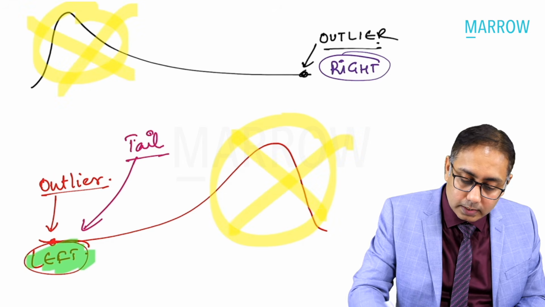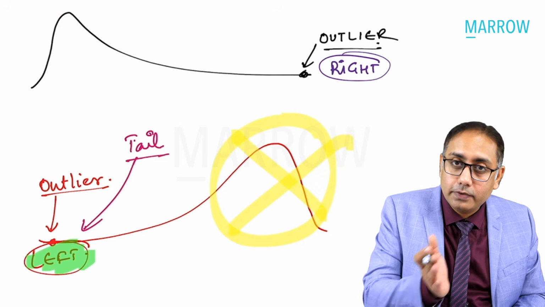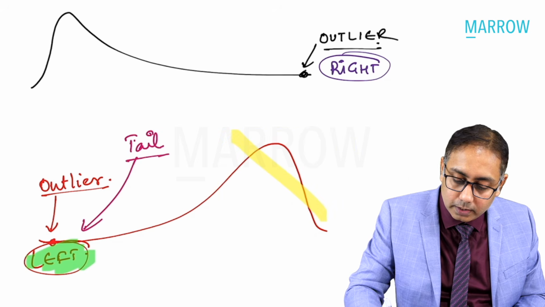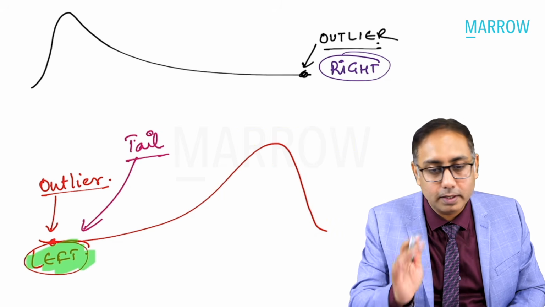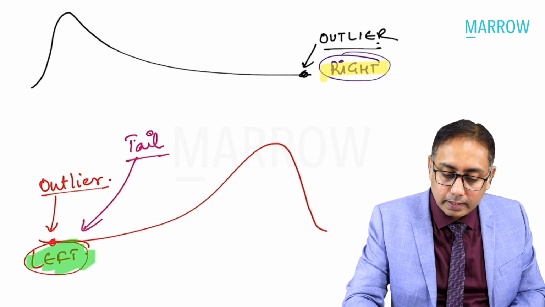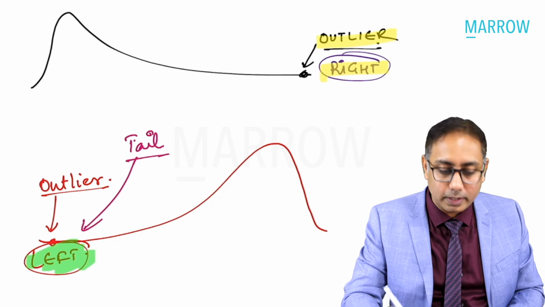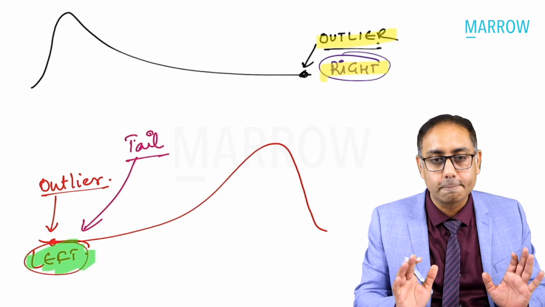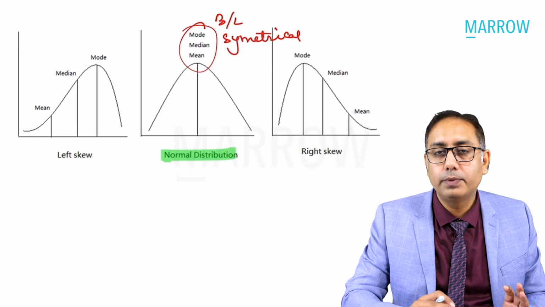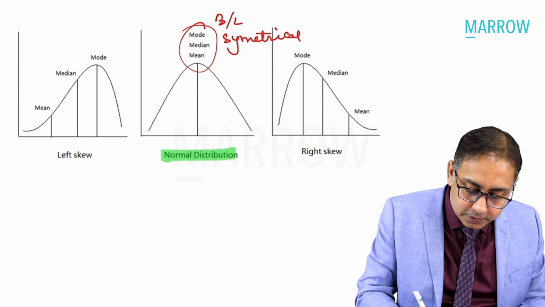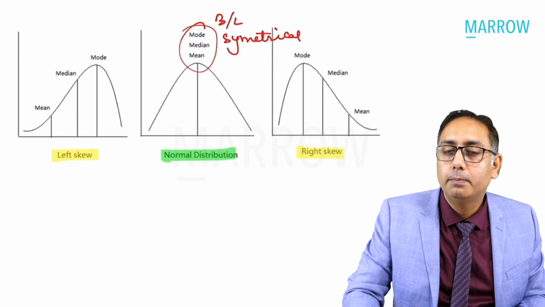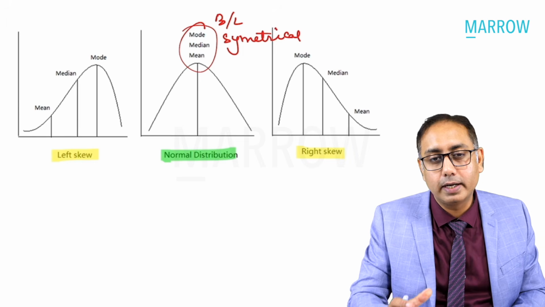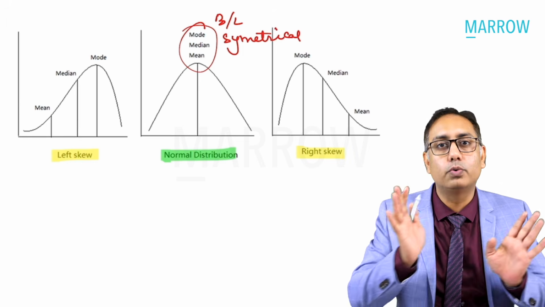If you see the tail on the left side, it will be a left skew. If you see the tail on the right side, it will be a right skew. Please mind this: right side tail is a right skew, left side tail is a left skew. Whenever the question talks about the left skew or the right skew, please note that in a left or right skew, the mean, median, and mode will not coincide.